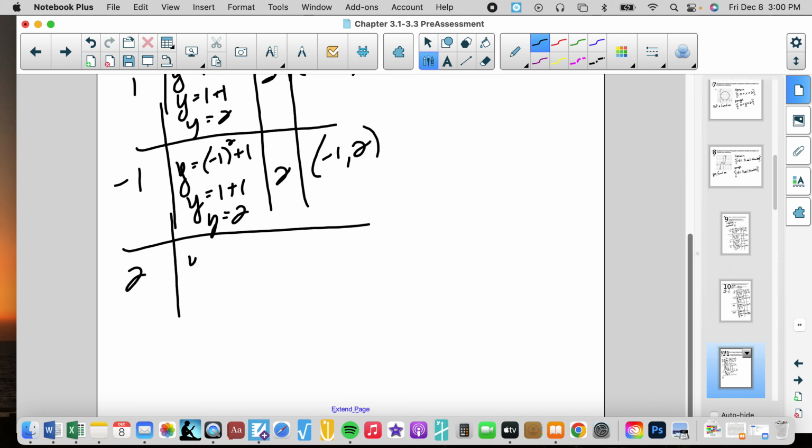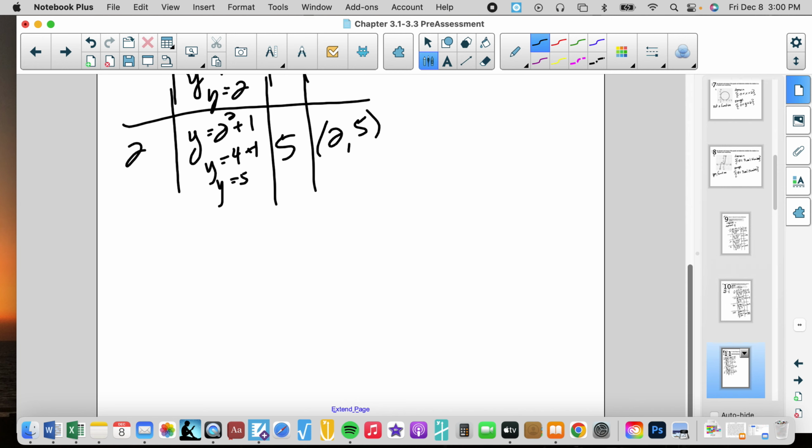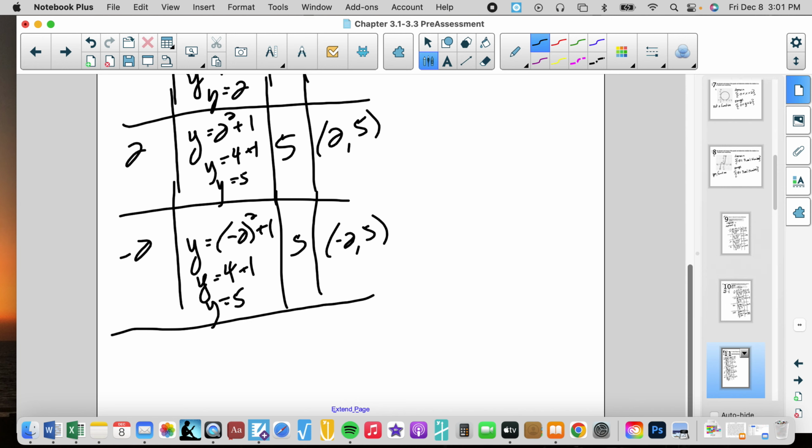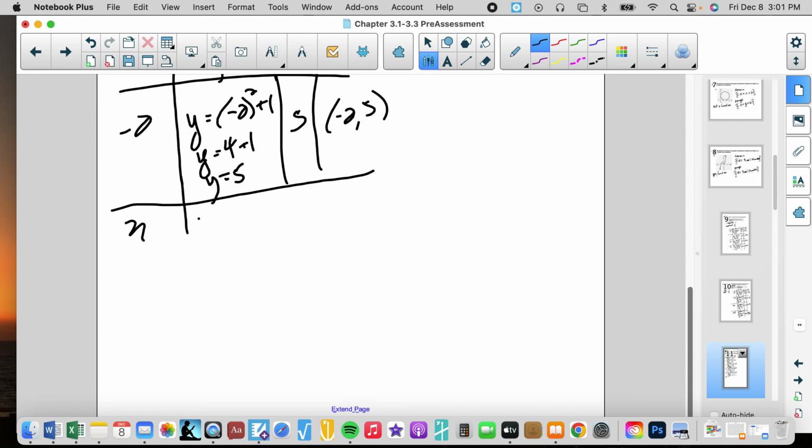Let's do 2. Y equals 2 squared plus 1, which equals 4 plus 1, which equals 5. So when I input 2, I get 5. Let's do -2. So we need parentheses again. So (-2) squared is 4, plus 1 is 5 again. So I get -2, 5. Let's do 3. Y equals 3 squared plus 1, which is 9 plus 1, which equals 10.